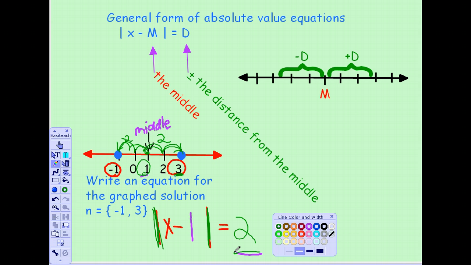That's it. You don't have to solve it because it's already been solved for you and it's already been graphed for you. So all we're doing on these is writing the equation. So it's kind of working backwards. You start with the answer, you work your way backwards to find out what the problem was.